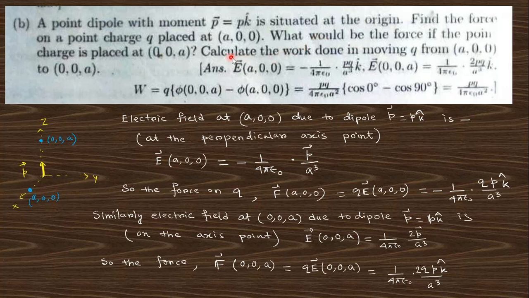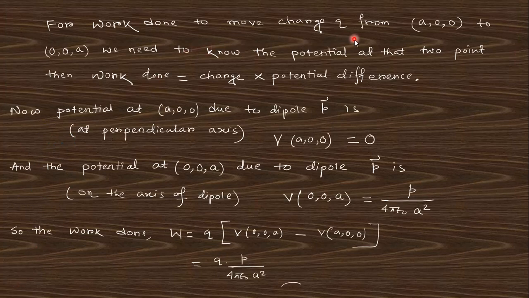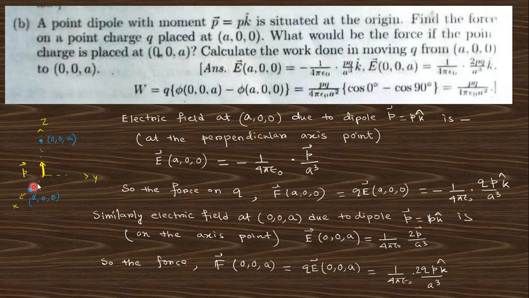Now you need to calculate the work done in moving this charge from that point to that point. For that, if you know the potential at these two points, you can easily find the work done, because the work done will be the charge into the potential difference. So at first we want to find the potential at that one. The potential at this point, that is the perpendicular, will be 0, and on the axis this is the potential. So this potential difference into charge gives the work done to move this charged particle from this point to that point.